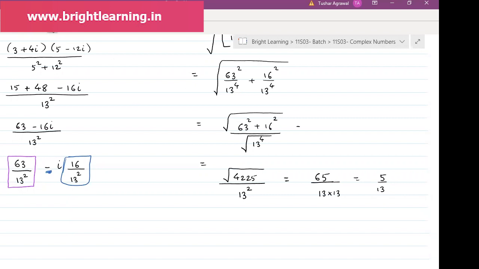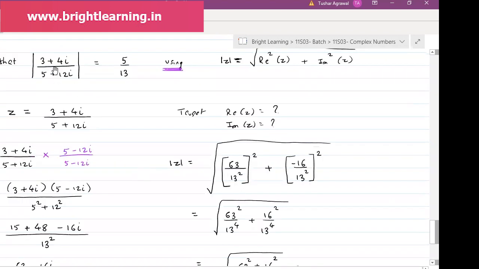Now this answer is the same as the property that you could have applied for division. So modulus of numerator upon modulus of denominator: modulus of numerator is 65, modulus of denominator is 13. Work over.